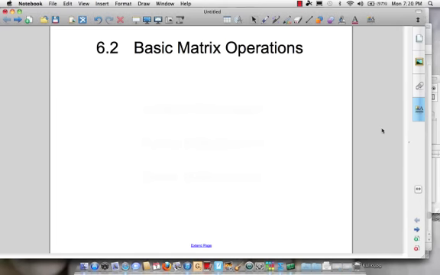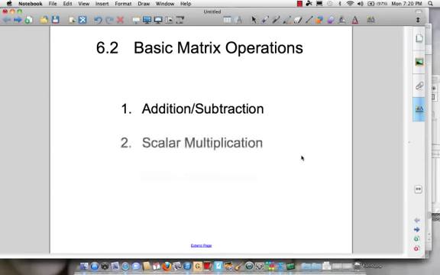This lesson describes three operations you can perform upon two matrices. The first one we're going to look at is addition and therefore subtraction. It turns out that you can sometimes add or subtract two matrices. The second one we're going to look at is called scalar multiplication. And the third one that's going to be briefly introduced in this video is matrix multiplication. Sometimes you can multiply two matrices together.